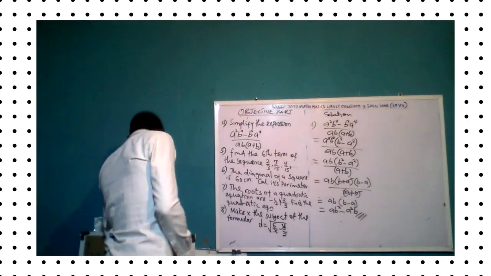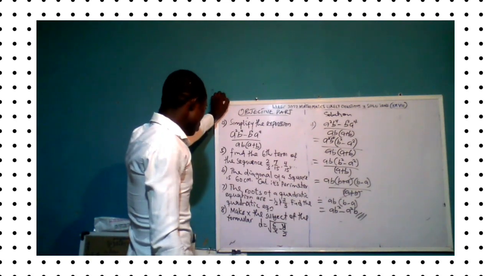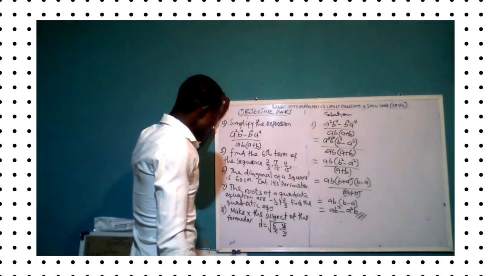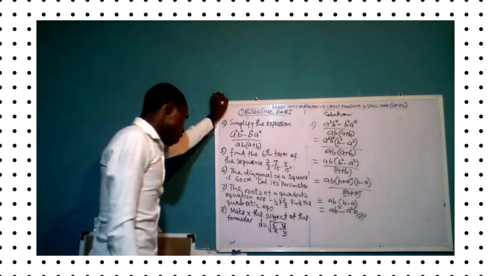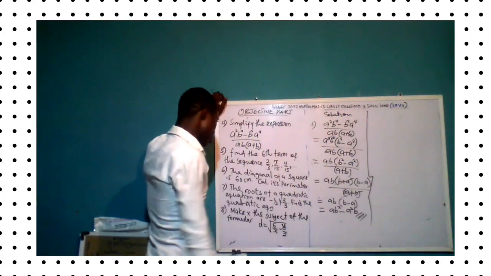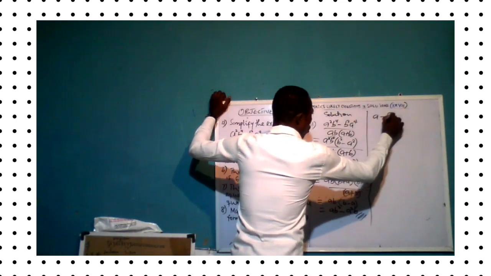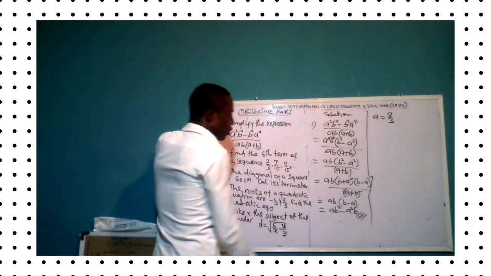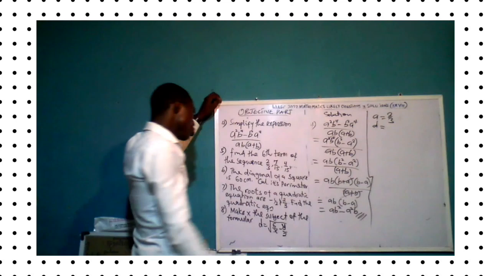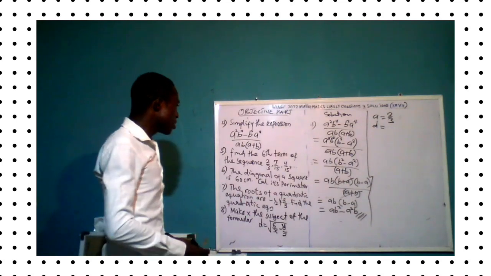That's question number 5. Find the sixth term of the sequence 2 over 3, 7 over 15, 4 over 15. Now, from this information we have in the question, you know that the first term, which is denoted as a, is equal to what? 2 over 3. Now you will need the common difference. And how do you get the common difference? Just take two consecutive terms.